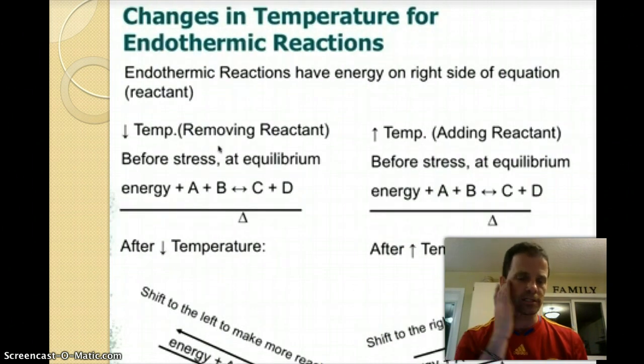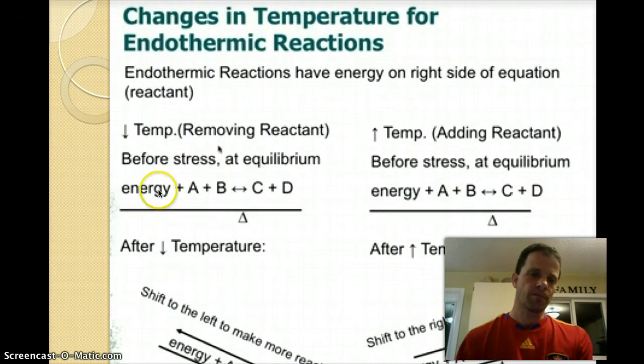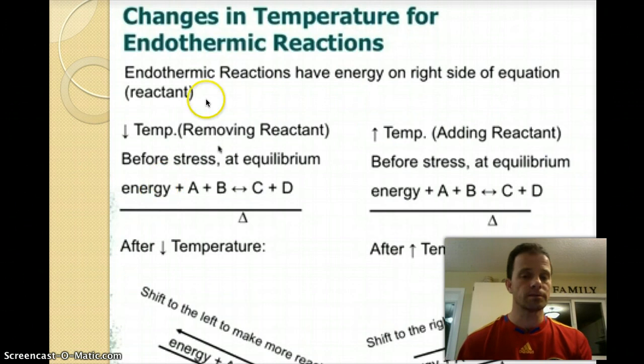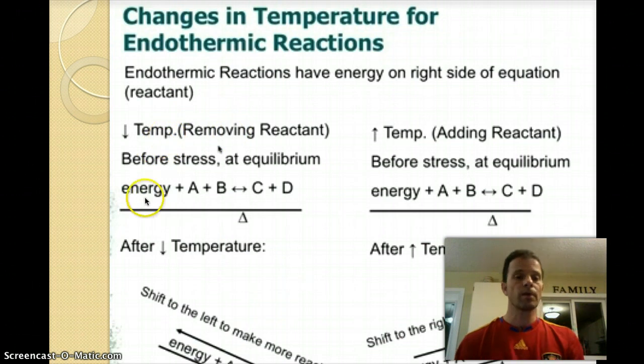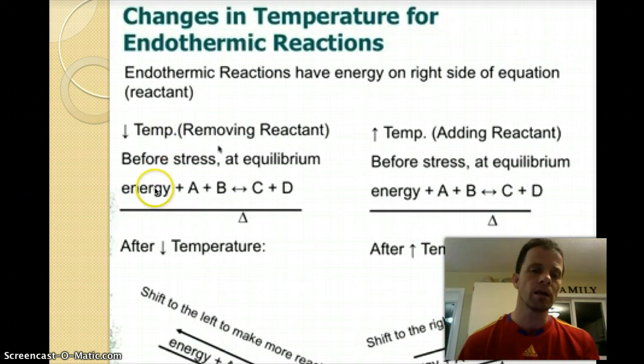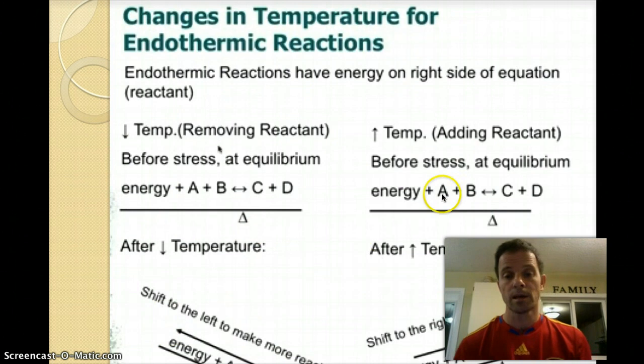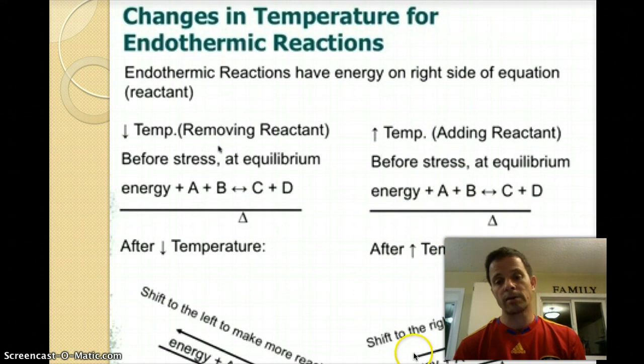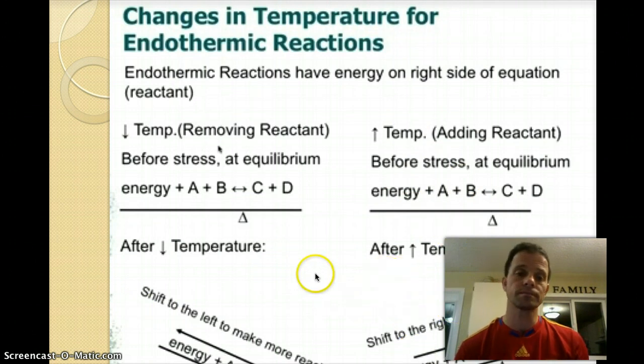In endothermic reactions, the opposite happens. If energy is on the left-hand side, so if we remove energy, in other words, it gets colder, then we are removing energy from the left-hand side. The right-hand side gets heavier, and we have to shift to make more reactant. If we increase the temperature, the left-hand side becomes heavier, and we shift to the right to make more product.